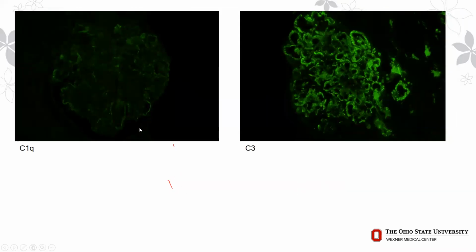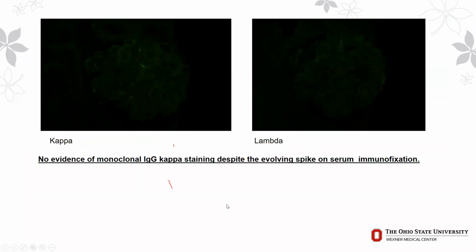C1q was never there. C3, however, did not go away. C3 persisted and still was quite strong. And you can see nice granularity along the capillary loops. So it doesn't look like a false positive, just non-specific trapping or anything. I think there are still deposits there.